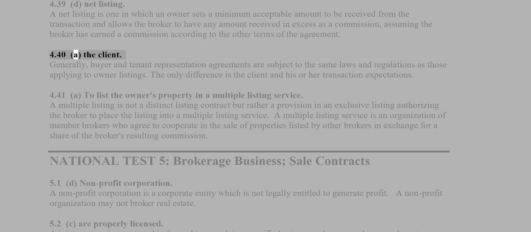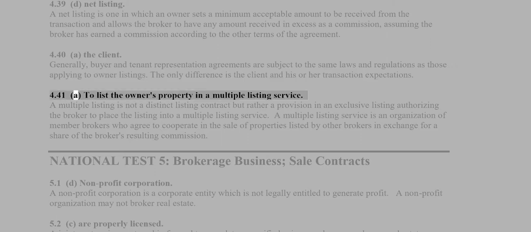4.40 a. The client. Generally, buyer and tenant representation agreements are subject to the same laws and regulations as those applying to owner listings. The only difference is the client and his or her transaction expectations.